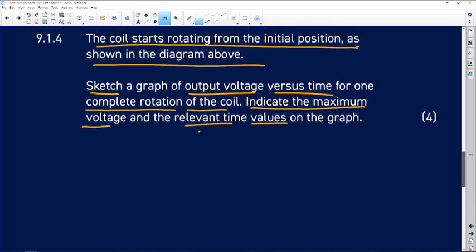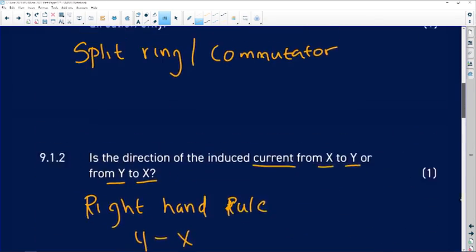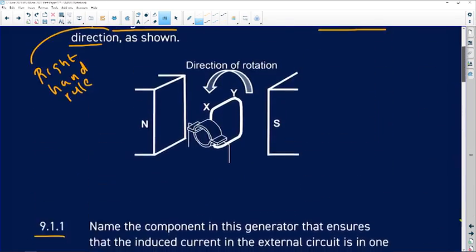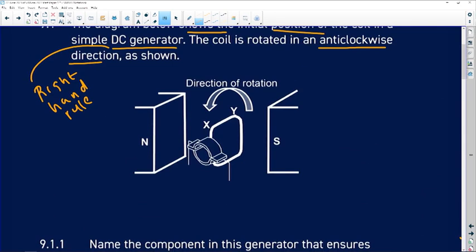So let's go to our diagram here and see if we can get something from the diagram. Now we need to use the right hand rule as well. In fact, not the right hand rule.